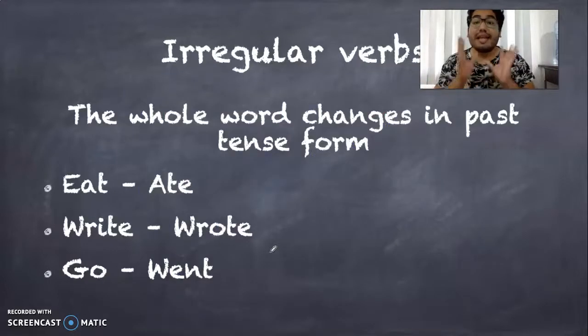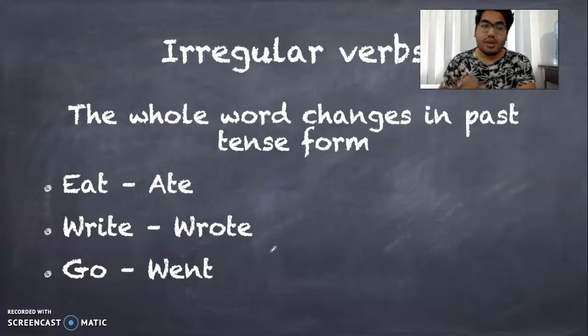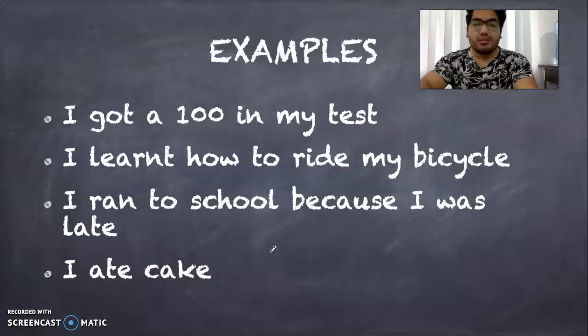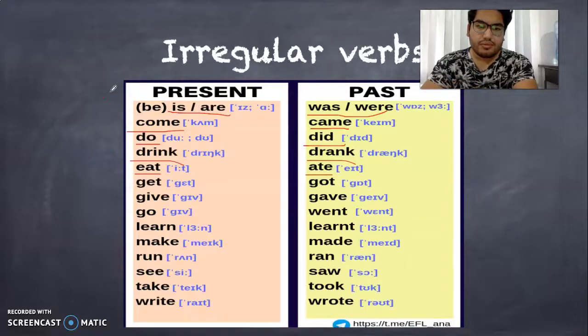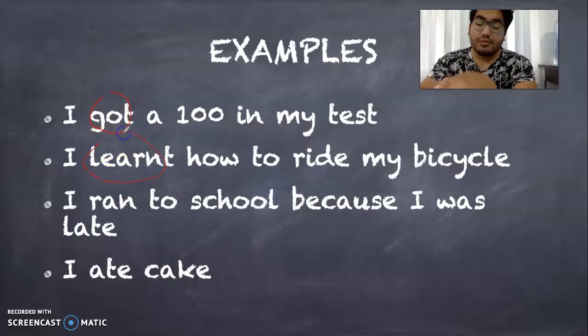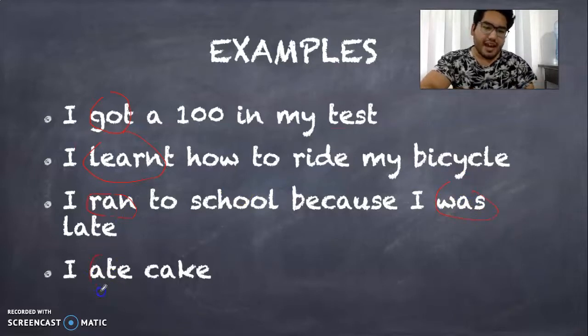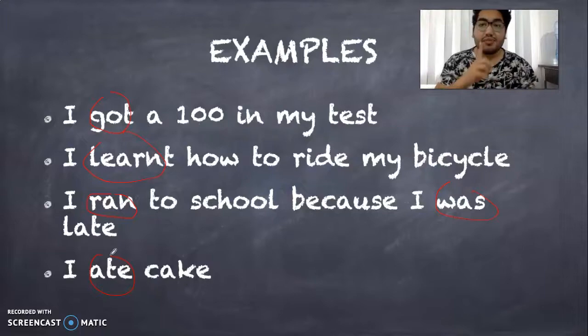So with the irregular verbs, the whole word changes in past tense form, like eat to ate, write to wrote, and go to went. These are examples. There are more. So let's see the examples. I got a 100 in my test. I learned how to ride my bicycle. I ran to school because I was late. Here are two past tense: ran and was. And I ate a cake. So yeah, those are the verbs in past tense irregular.